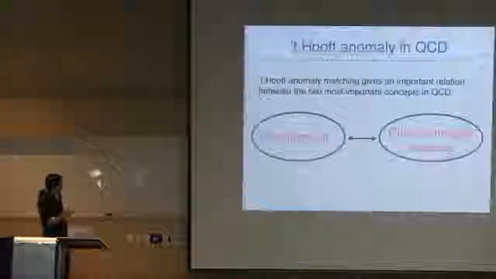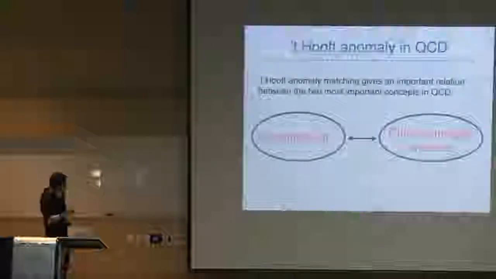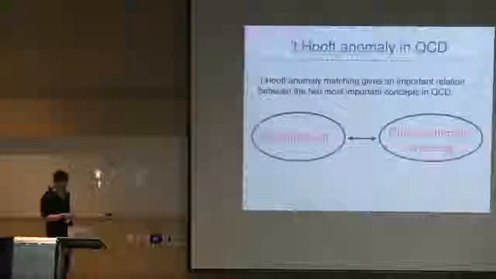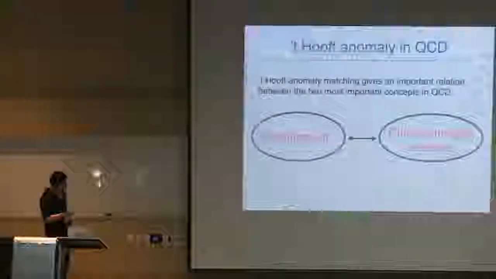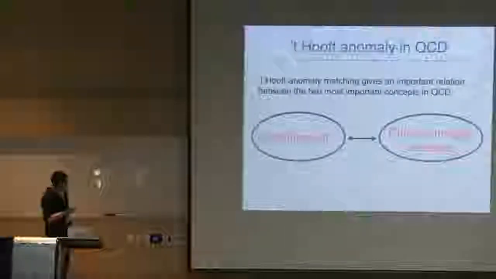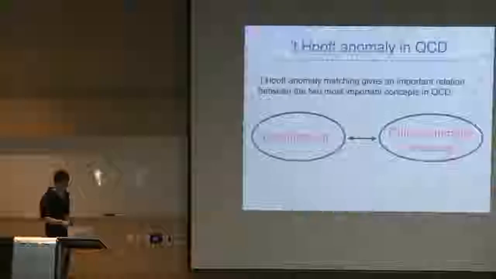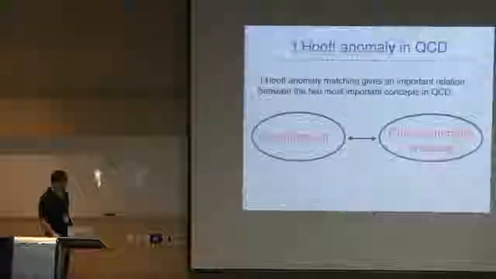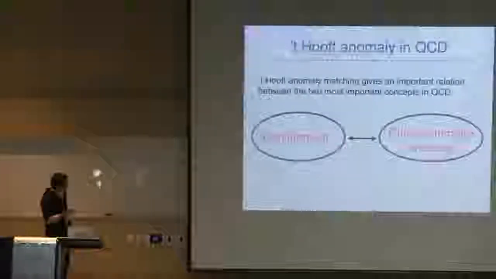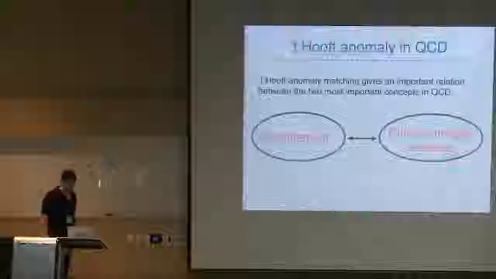So the 't Hooft anomaly matching gives a very important relation between the two most important concepts in QCD, namely confinement and chiral symmetry breaking. QCD is obviously a very important theory in particle physics, and confinement and chiral symmetry breaking are obviously very, very important concepts in QCD. And 't Hooft anomaly matching gives the relation between them. So this is the reason that people like the 't Hooft anomaly. It is really powerful in the study of strong dynamics.